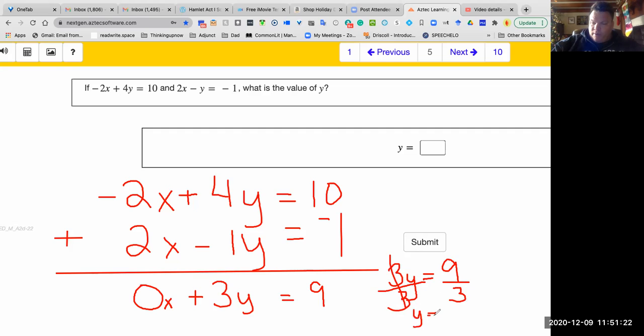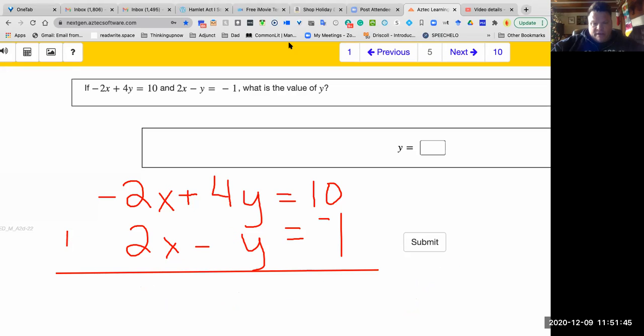Y is saying, why am I alone? You can find out what you're worth. 9 divided by 3 is 3. So I'm going to undo all of this. Oops. I was going to undo all of this. There we go.